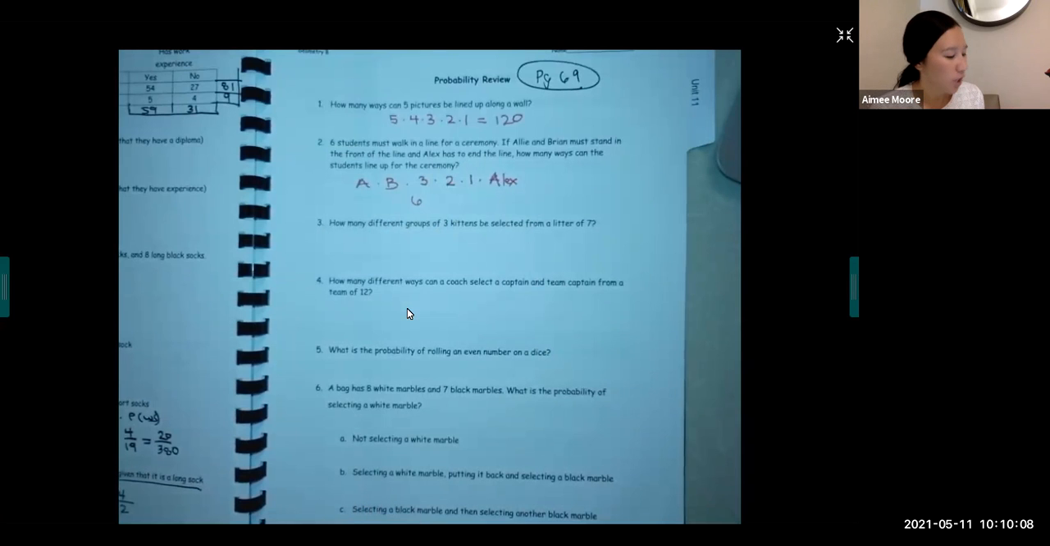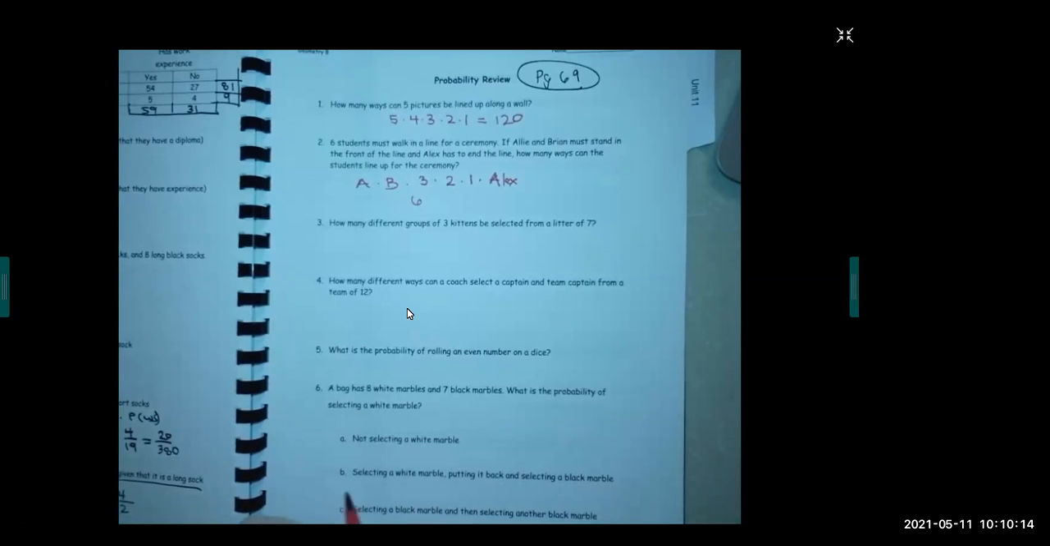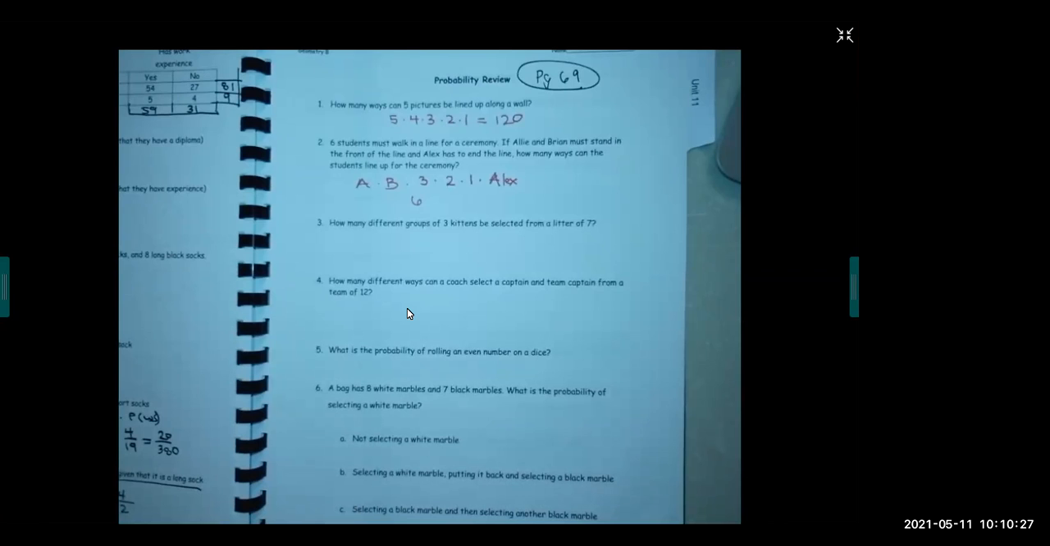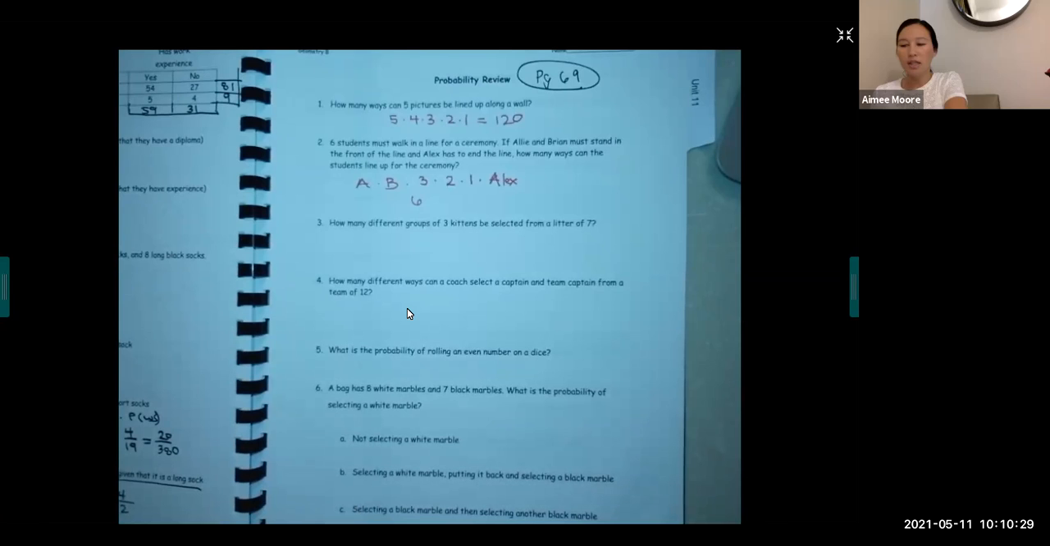Okay, Jaden, how many different groups of 3 kittens can be selected from a litter of 7? Wait, what? You see, I'm still stuck on that question. I don't know. 3? Okay, so let's go back to our notes.